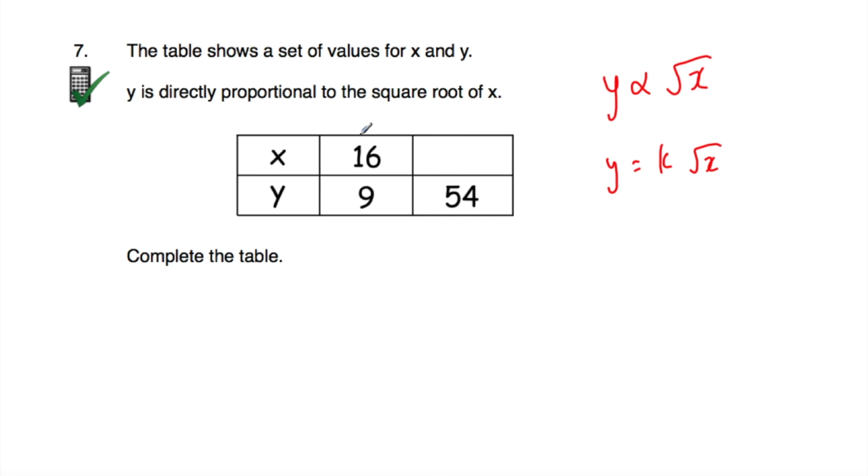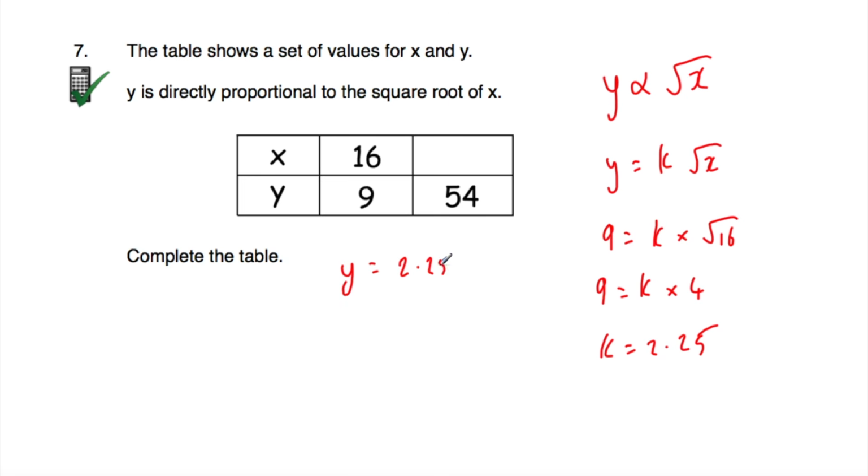Now let's substitute in the values we've been given, so we've got y, which is 9, is equal to k multiplied by the square root of x, so multiplied by the square root of 16. The square root of 16 is 4, so we get that 9 is equal to k times 4. And then if we divide both sides of the equation by 4, we get that k is equal to 2.25, or 9 quarters. Okay, so now let's write down what the formula is. We've got y is equal to 2.25 times the square root of x.